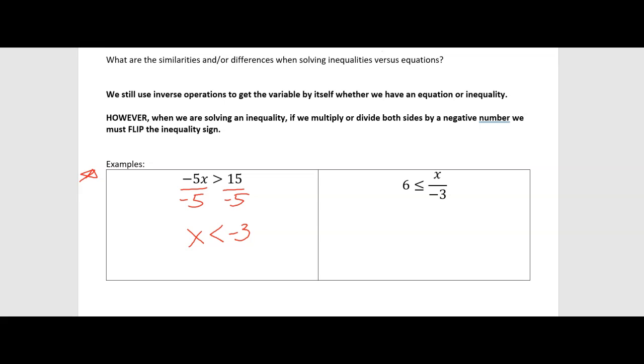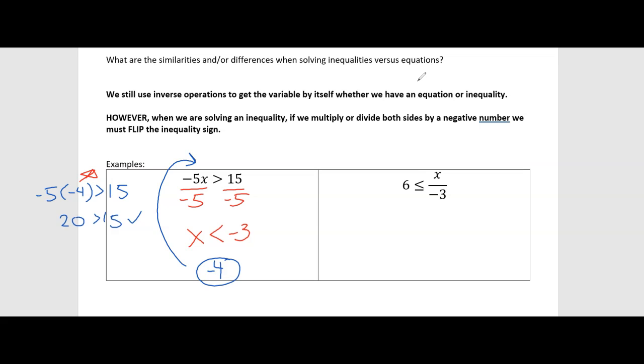All right, and we can actually test this, right? If you're ever unsure of whether your solution's correct, test your solution to see if it works. So let's choose a number that's less than -3. So I'm going to choose -4, right? That is less than -3. So if I substitute that back in, I'm going to get -5 times -4 is greater than 15. -5 times -4 is +20. So I get 20 is greater than 15. Well, that's a true statement, right? 20 is greater than 15.